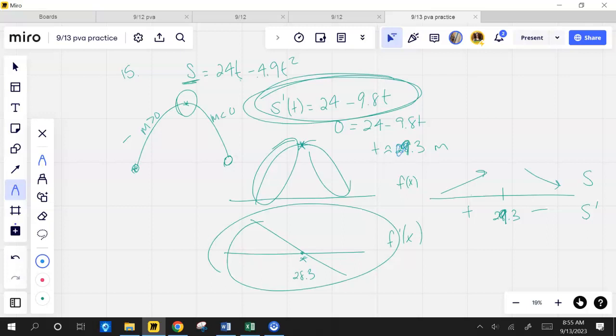Oh, what is it? What's it give you? What is that? Yes, that's the time it happens. That's your variable t. Seconds. Right.